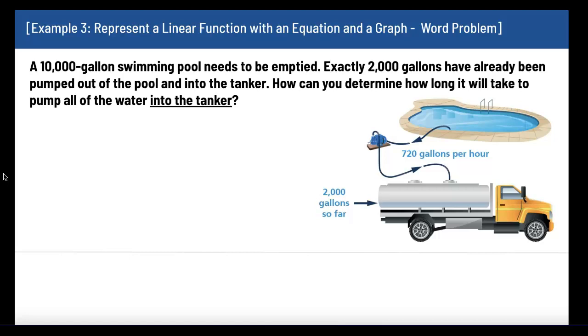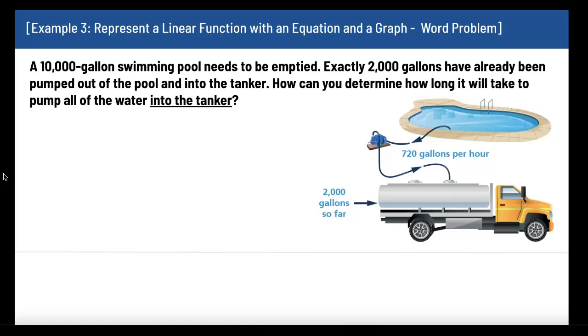Exactly 2,000 gallons have already been pumped out of the pool and into the tanker. How can you determine how long it will take to pump all of the water into the tanker? We can see we're pumping out 720 gallons per hour. We can see that there are 2,000 gallons in the tank so far.